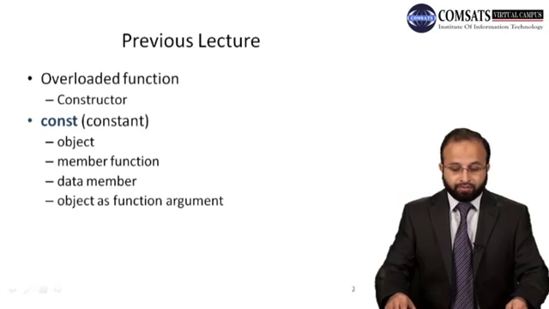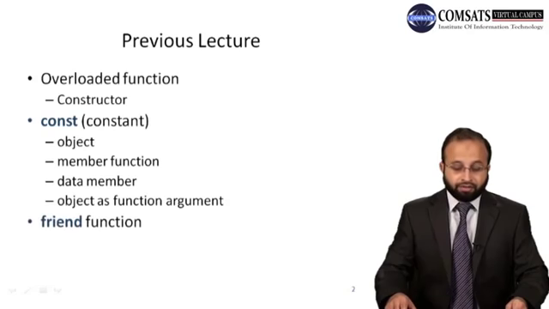So when we pass a constant object to a function as an argument, I have shown you a distance example. We actually pass the reference of that object. Today we will see a little bit more detail of the reference object, or the C++ reference variables.